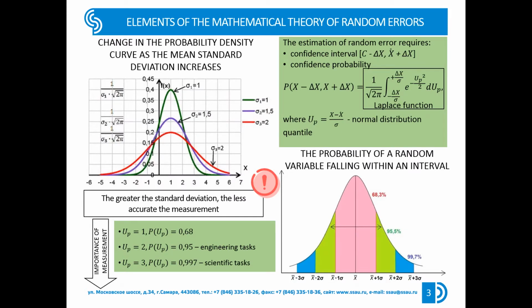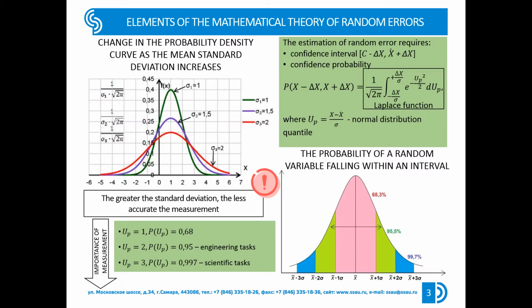The maximum of the probability density function decreases as the standard deviation increases. Since the area under the curve is always 1, increasing the standard deviation will cause the curve to stretch along the x-axis, as shown in the figure to the left. So, the greater the dispersion or standard deviation of a random value, the less accurate the measurement.